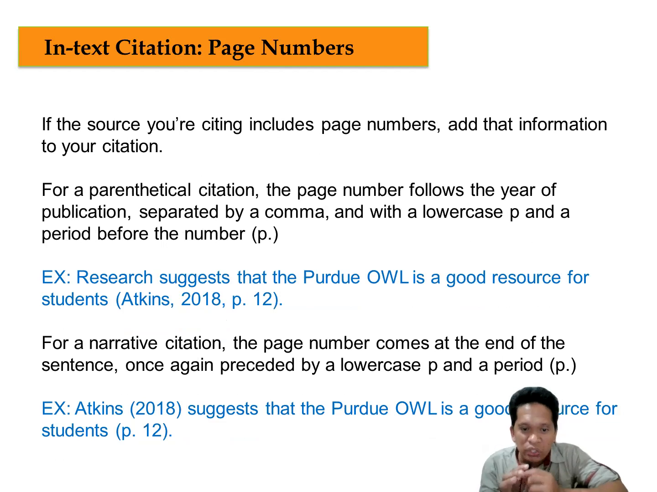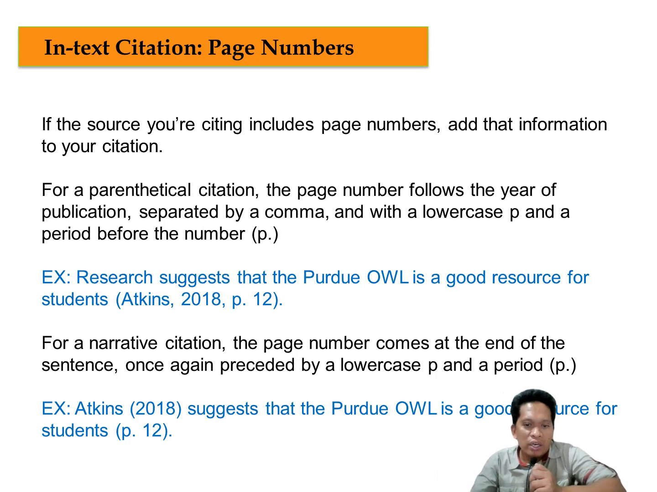when it includes page numbers. So if the source you are citing includes page numbers, add the information to your citation. For a parenthetical citation, the page number follows the year of publication, separated by a comma and with a lowercase p and a period before the number. Okay? So you have an example below. In a parenthetical citation, of course, last name of the author, comma, year, comma, then the letter p, period, then the page. You have there 12.